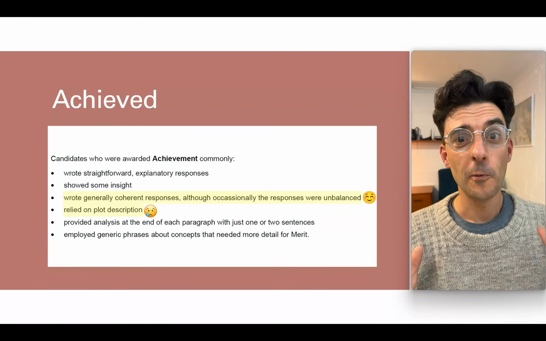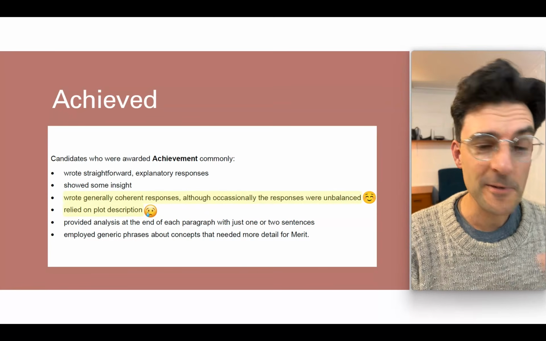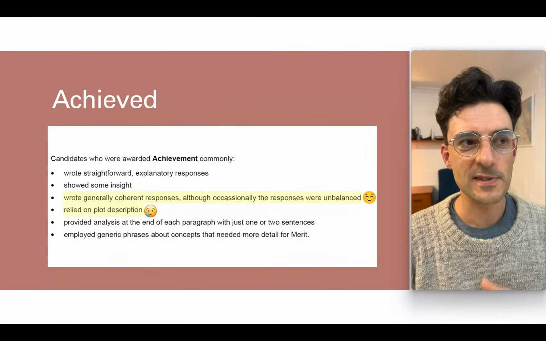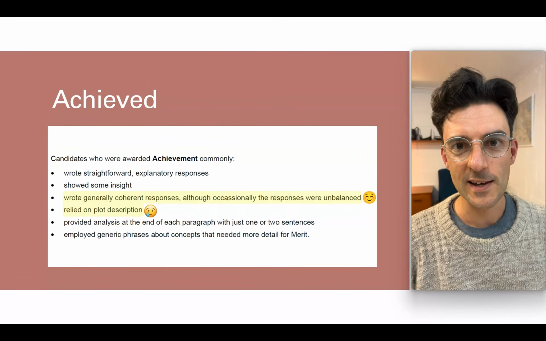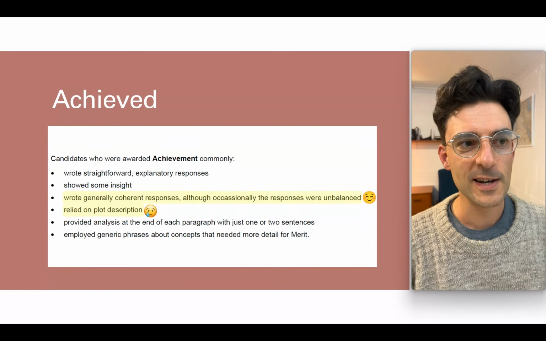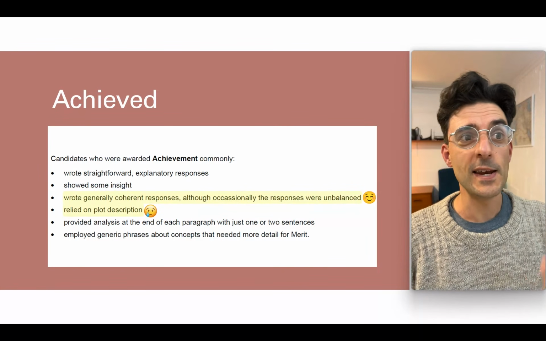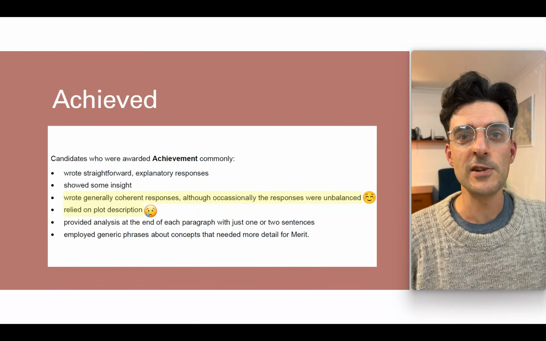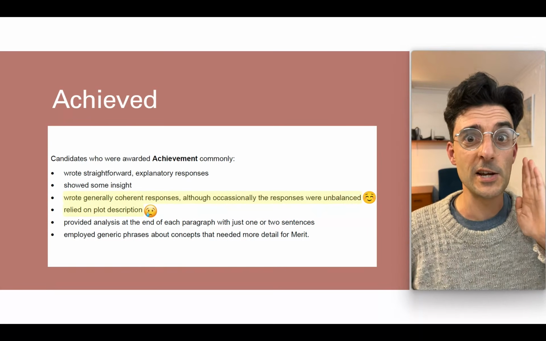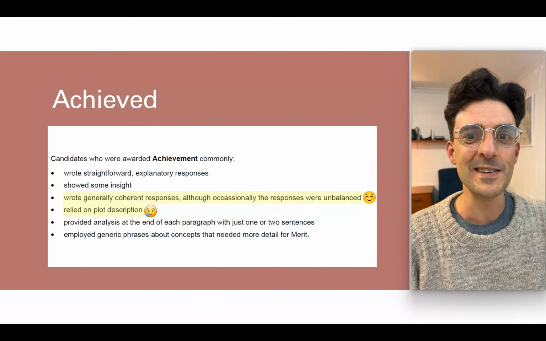Achieved. What did you do? Well, to achieve, you wrote a straightforward explanatory response. In other words, you wrote an essay, probably had an introduction, 3 body paragraphs, and a conclusion. It's straightforward, meaning that it responds to the statement and it doesn't really deviate too far from it. It moves in a straightforward line towards the concluding remarks at the end of the essay.